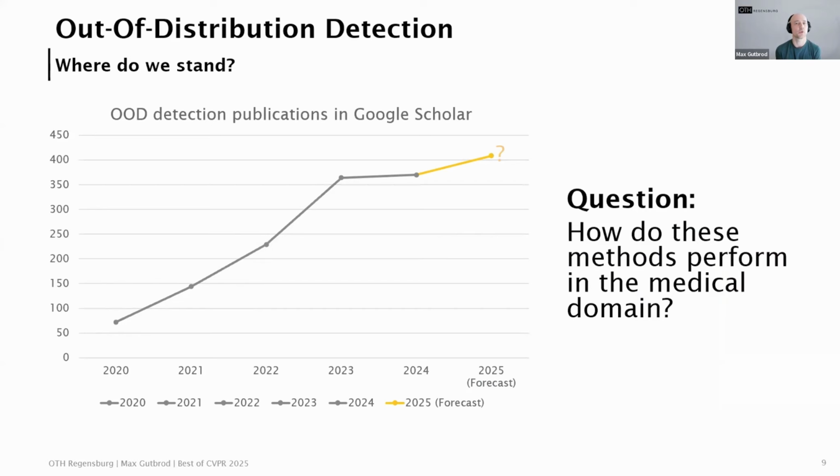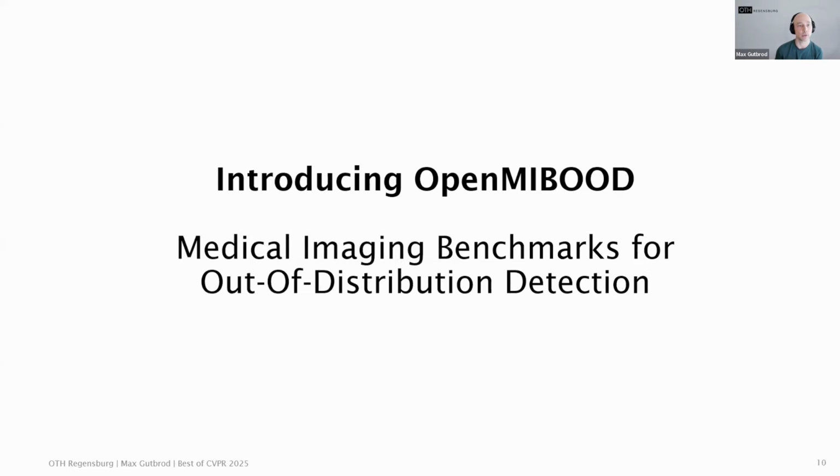Initially, we wanted to improve upon an existing OOD detection method. However, given these available benchmarks on natural images, there was no way to really evaluate or know which of those methods actually performs well in our medical imaging domains. And this question and problem led us to the development of OpenMIBOOD, our medical imaging benchmarks for out-of-distribution detection.